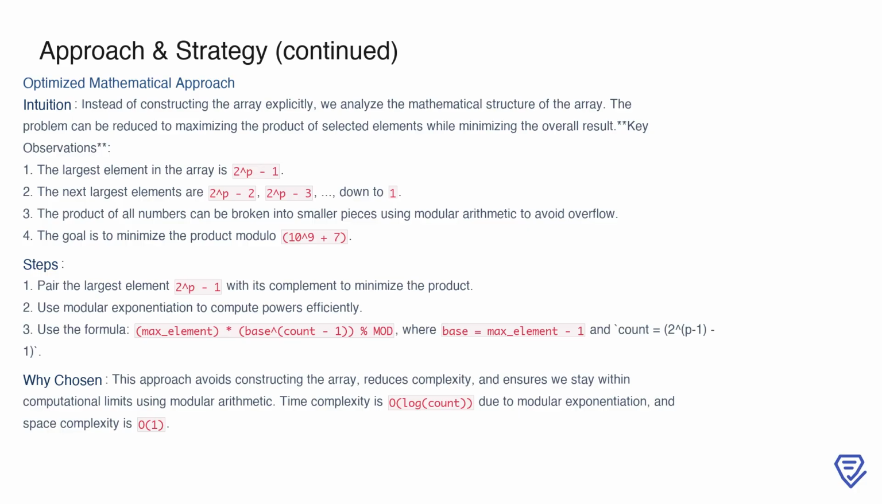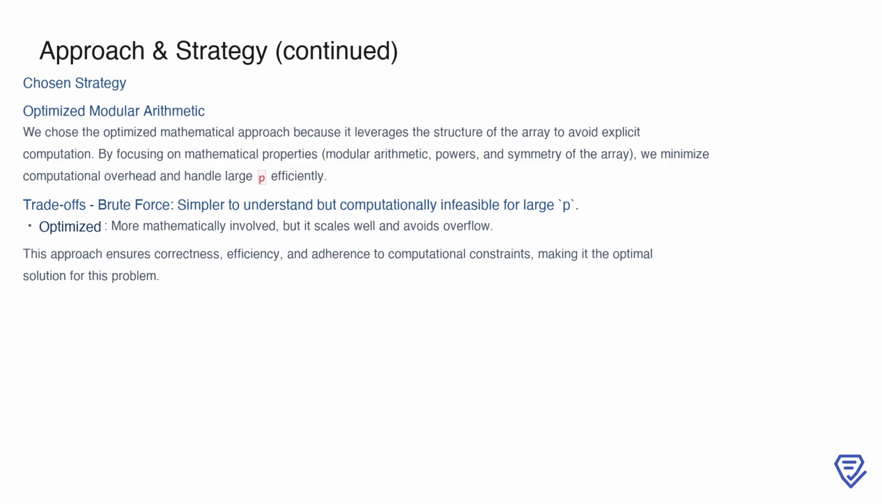This approach ensures that we compute the result efficiently, scales well for large values of p, and avoids the need to explicitly construct or iterate through the array in its entirety. The optimized mathematical approach, centered on modular arithmetic, is the strategy we ultimately chose. This method leverages the inherent structure of the array to avoid explicit computation while maintaining efficiency. By focusing on mathematical properties like modular arithmetic, exponentiation, and the symmetry of the array, we significantly reduce computational overhead and handle large values of p effectively.